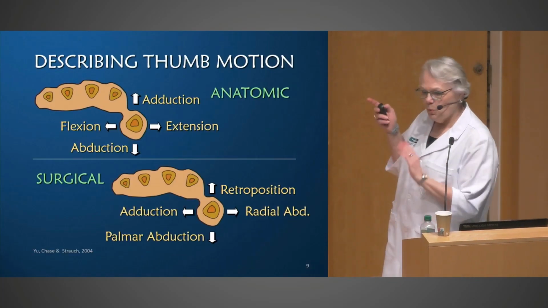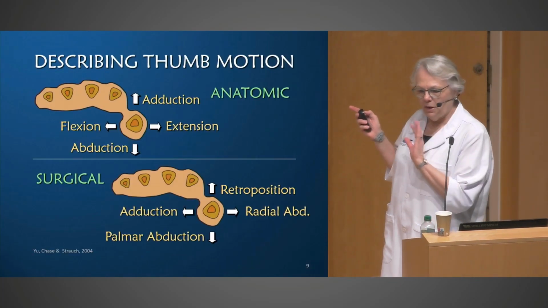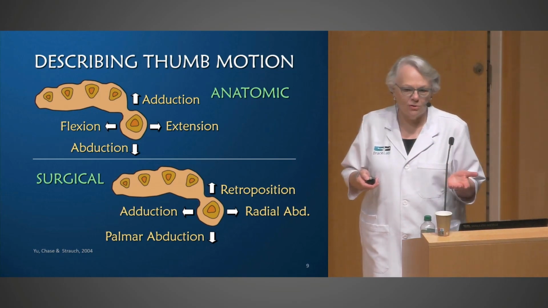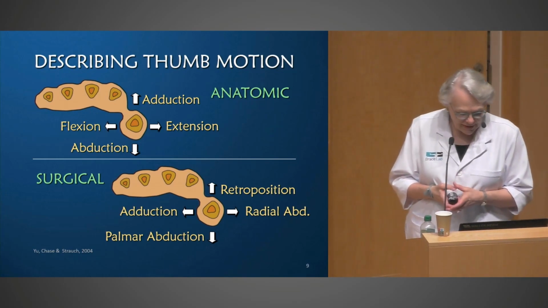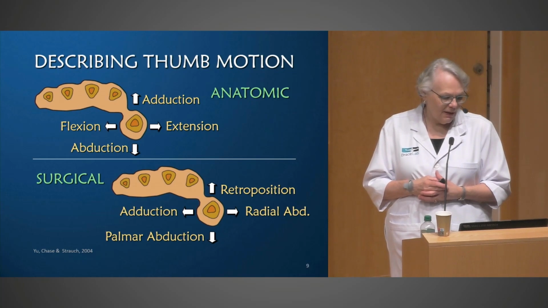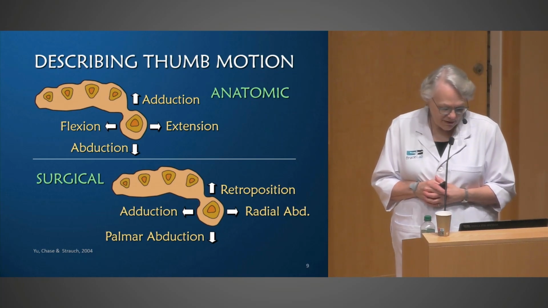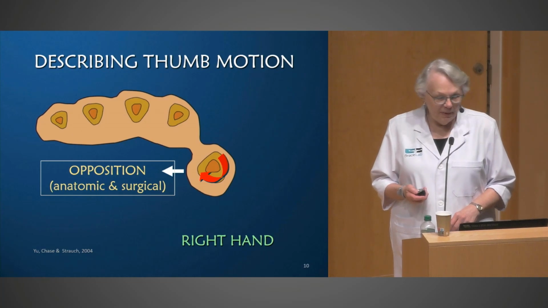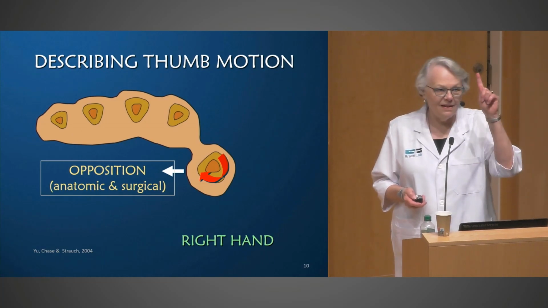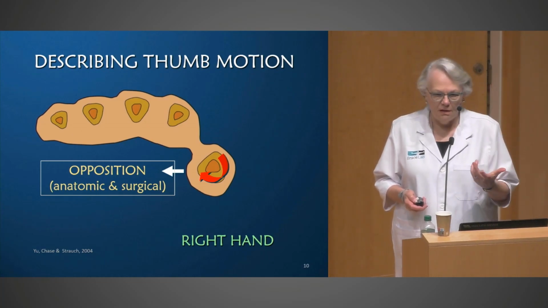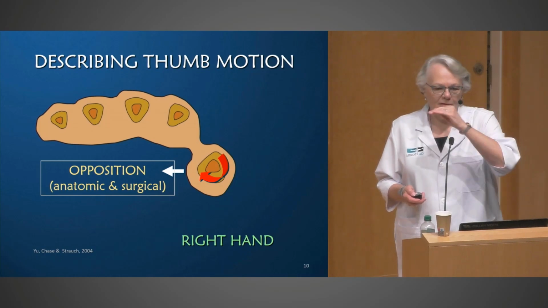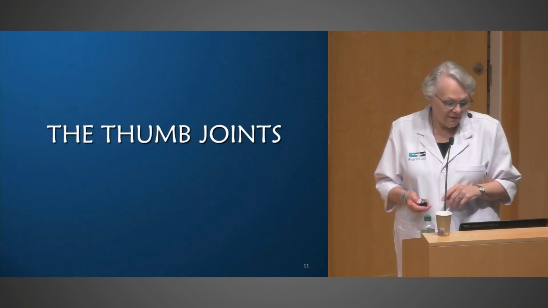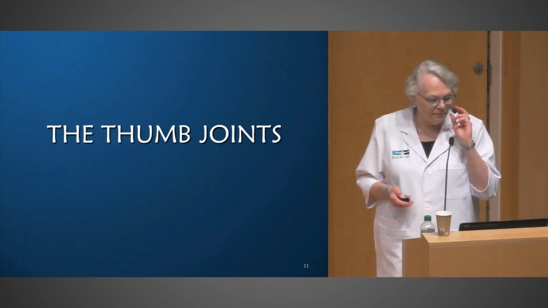So there are 2 ways. One is called anatomic, one is called surgical. And you can see that they are not at all in agreement as to how they describe the motions of the thumb. Nothing is the same. But they do agree on one, and that is the opposition. The rotation of the thumb is the only common thread between these 2 ways of describing thumb motions.